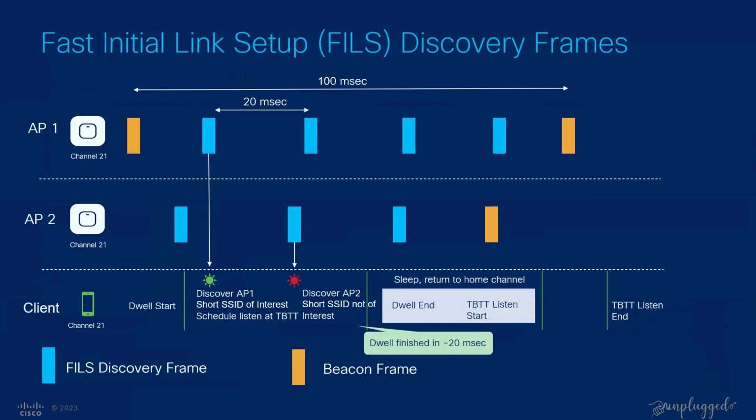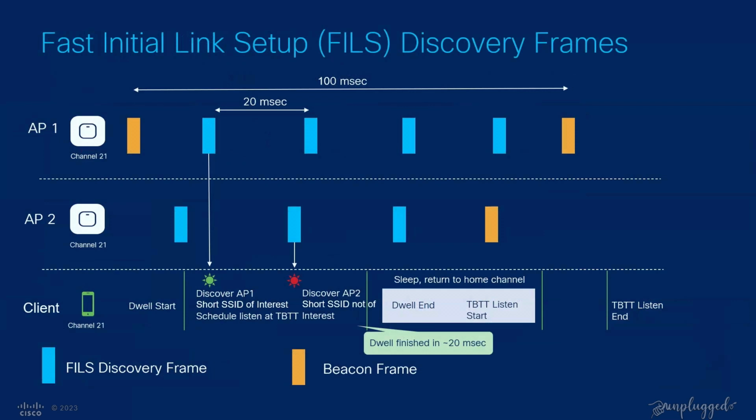And what you can see here is you've got a couple APs, both of them on the same channel as the client. And they're sending out beacons, which are highlighted in yellow. And these beacons are sent out around 100 milliseconds. But then you've got this FILS frame, which is new. And this is sent out, you can see, much faster. It's sent out at 20 milliseconds.